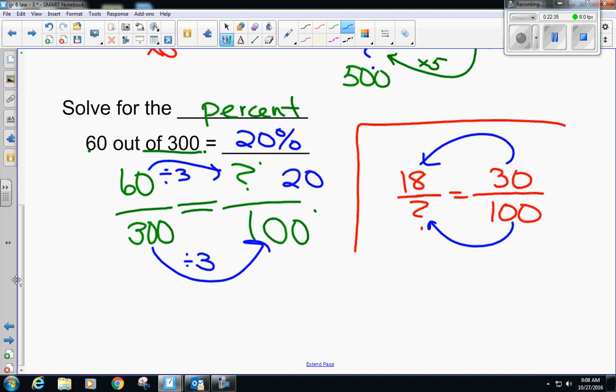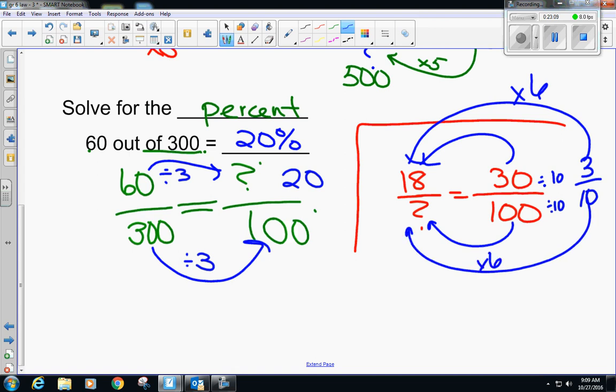So basically, you figure out which one's the fraction that's there. In this case, it's the 30 over the 100 that we're going to look at. If there were numbers on here and the blank over here, then we would look at this fraction. Whatever fraction is complete, you're going to try to reduce it. So in this case, if I divide them both by 10, I get 3 over 10. Now, can I go to 18? Yes. Times 6, times 6. Okay, it's called scaling back.